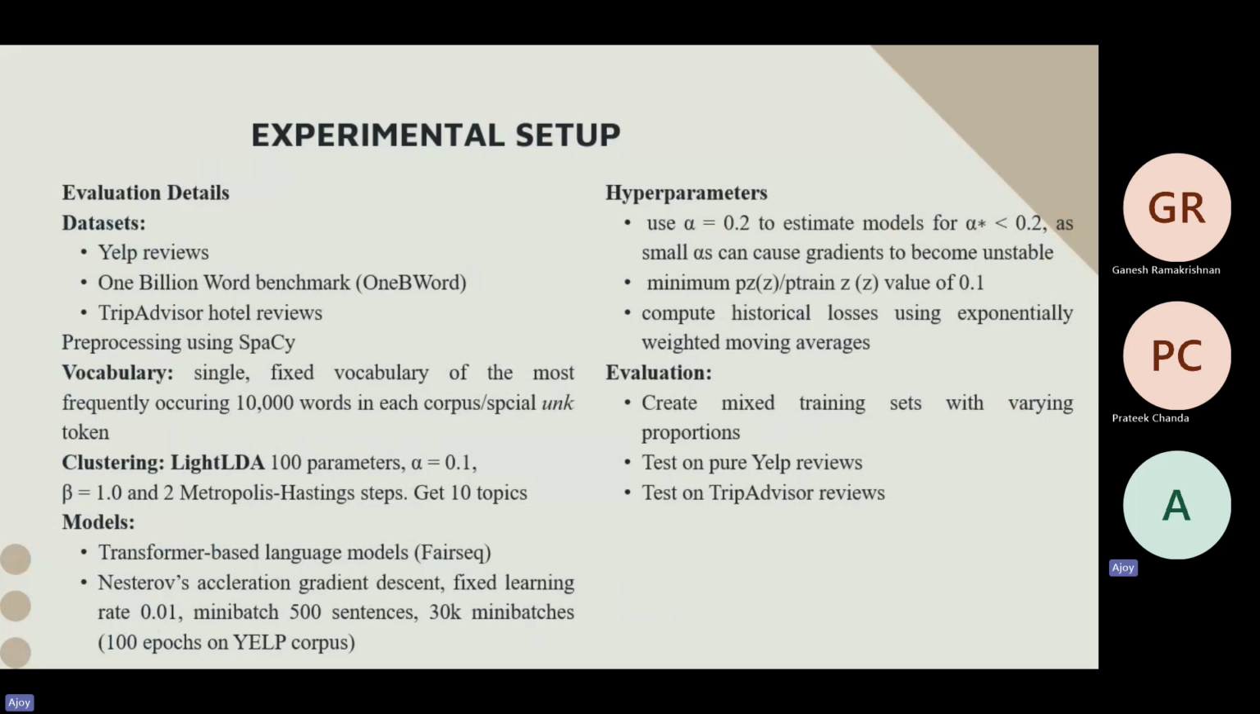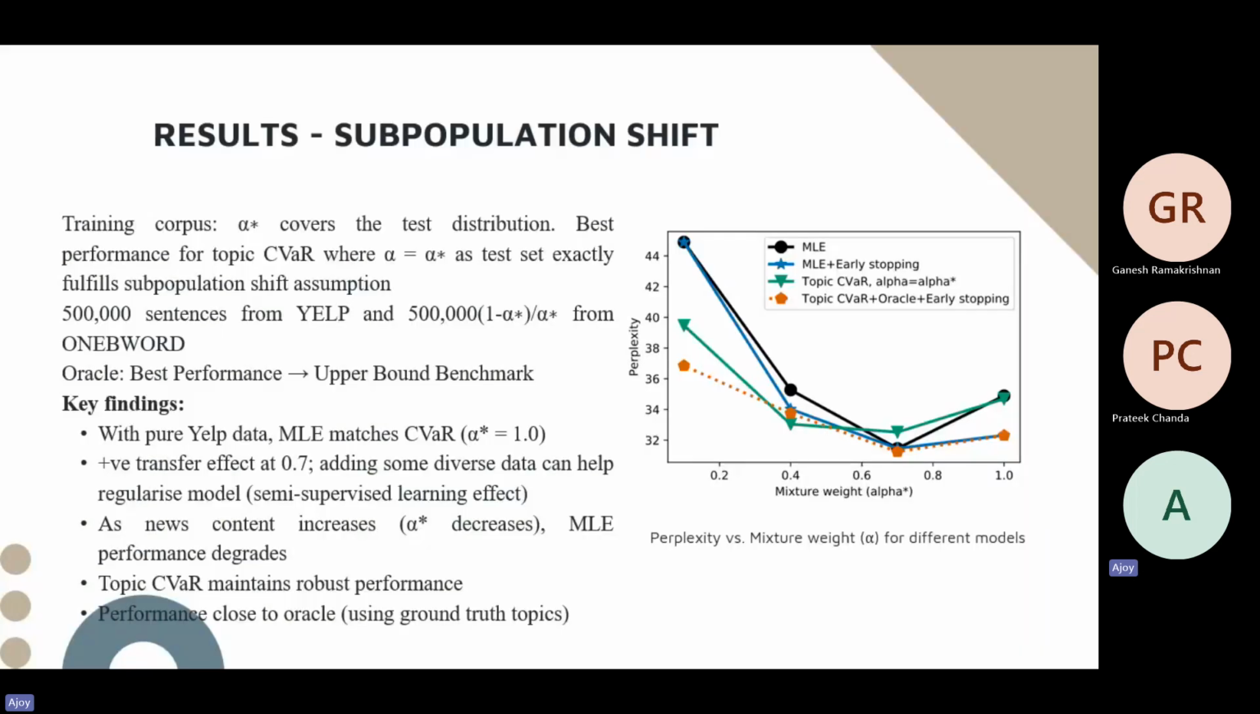And then this is the experimental setup. So the data says that they had a Yelp review, the 1 billion word benchmark, which was the news information, and TripAdvisor hotel reviews. So over here now, what we saw was how the data was performing. If you use MLE, the perplexity was high.